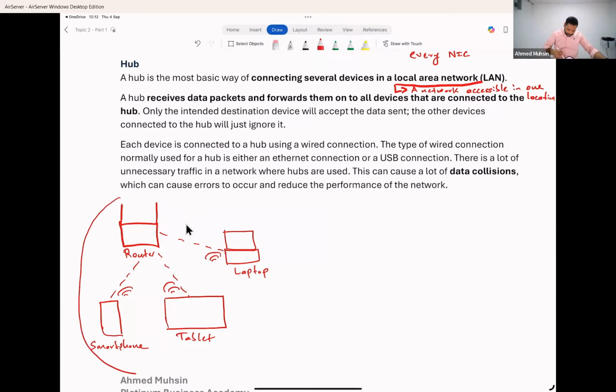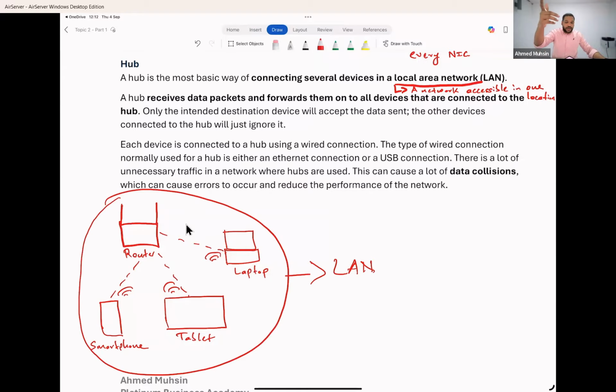So now we put a circle over here and say LAN. This is what we call a LAN. The moment the router connects to Dialog, the moment the router connects to Hutch, the moment the router connects to the internet, then that's not a LAN anymore. It becomes a WAN, a wide area network. Are we all okay with this?